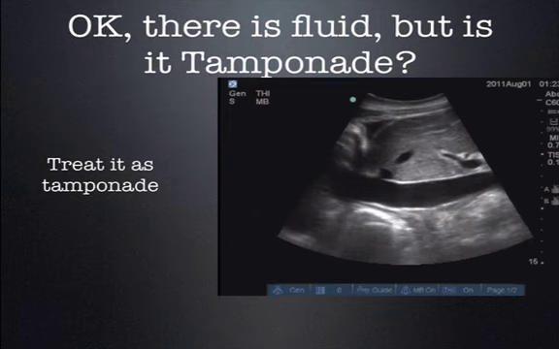We're going to mobilize our consultants or our transport services if we're unable to provide that service at our center, and go ahead and treat this patient as pericardial tamponade.